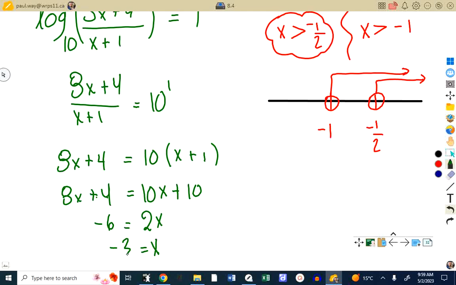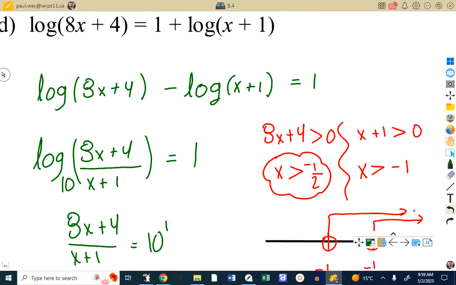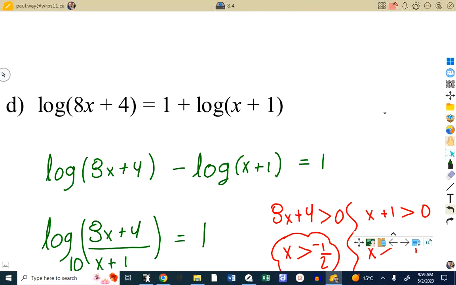Is negative 3 a solution? No, because it's not in the domain. And we can check something out right now before I strike them from the list. If I put negative 3 in here, I get negative 3 plus 1. I get negative 2. All bets are off right now. I don't even need to check the other argument. If one of the arguments is negative, the whole equation crumbles.